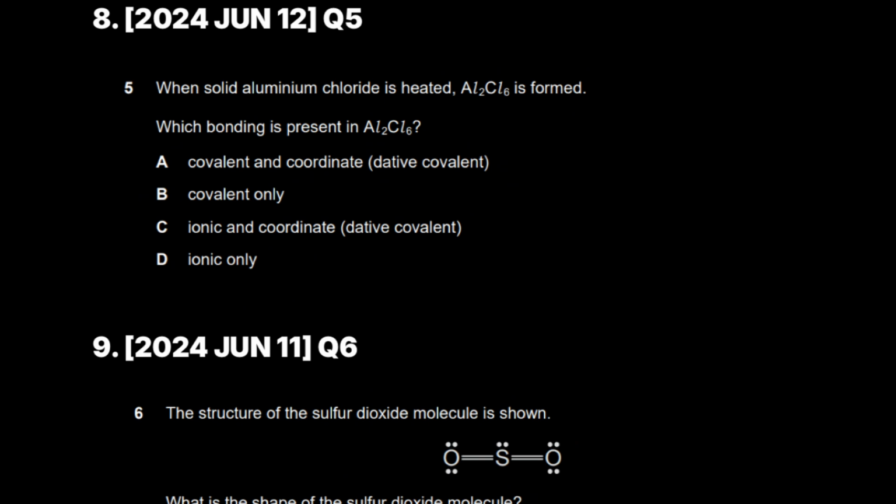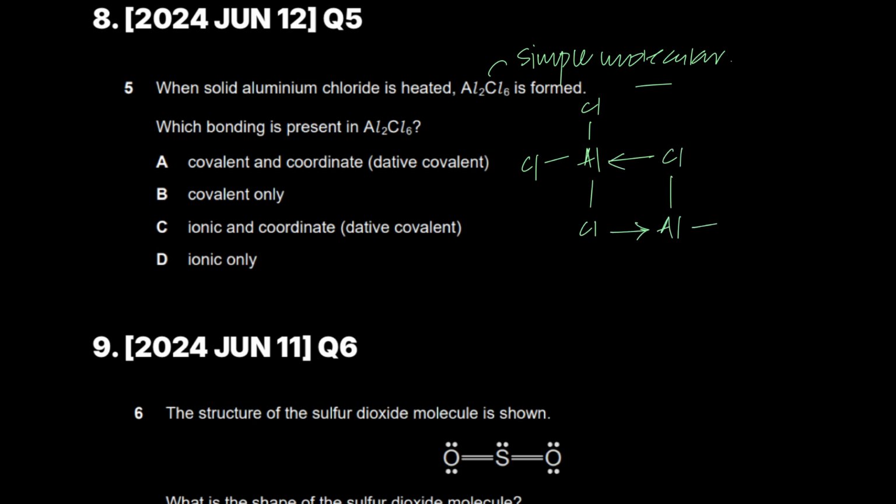When solid aluminum chloride is heated, Al2Cl6 is formed. We know that's simple molecular, after studying chapter 4. Which bonding is present in Al2Cl6? How does it look? Cl, Cl, a Cl, and there's a dative bond right here. This is Al, and you've seen this: it's AlCl3 and AlCl3, but this lone pair forms a dative bond with Al, and this lone pair forms a dative bond right here.